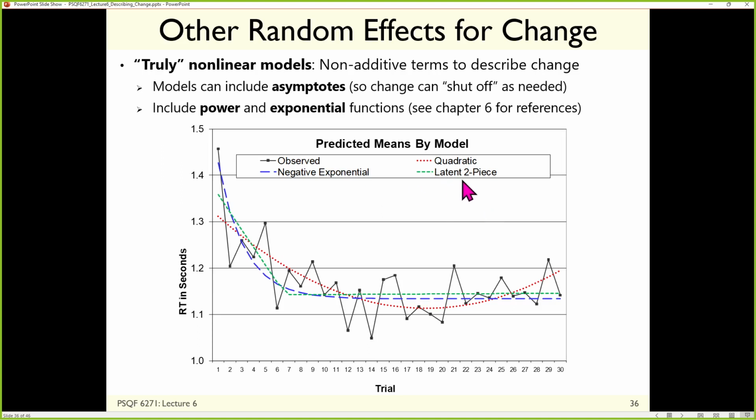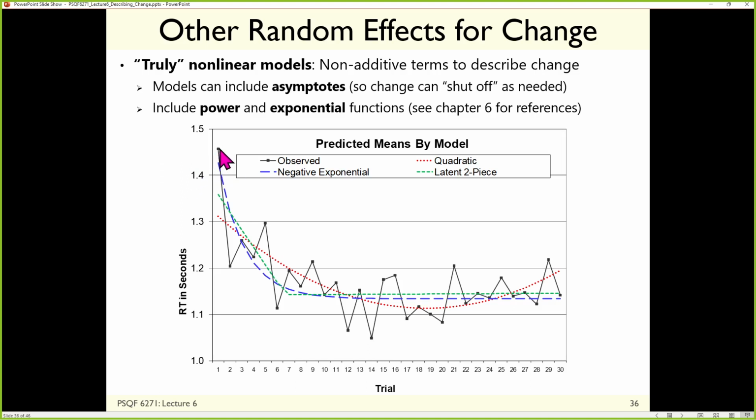We also have a latent 2-piece model that fit with the green line here. So by latent, I mean I estimated where the breakpoint would be as one of the parameters. And it decided that it would fit best at about session 6, or trial 6.5, give or take. And it then fit a linear slope from that point, and then a much shallower linear slope that's actually slightly positive through the rest of these. And so what this green line is trying to approximate is essentially the fit of the blue line. This is the fit of a model that is called an exponential, and more specifically a negative exponential because it's slowing down.